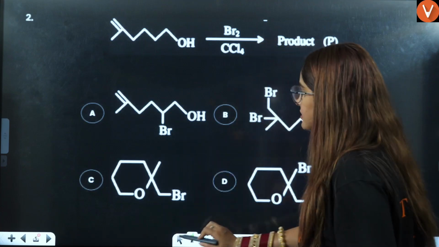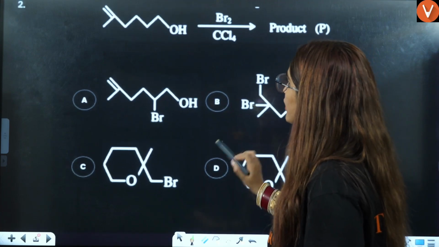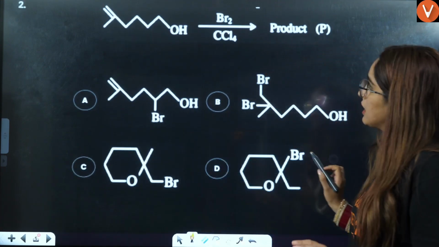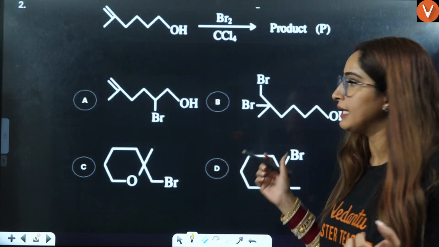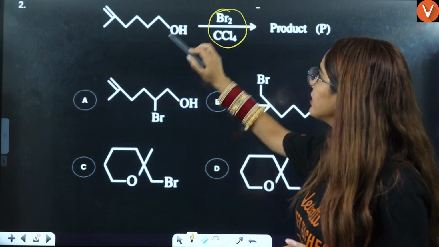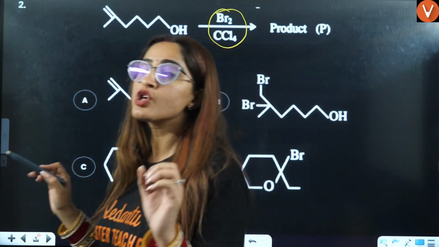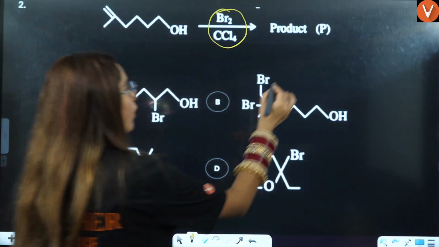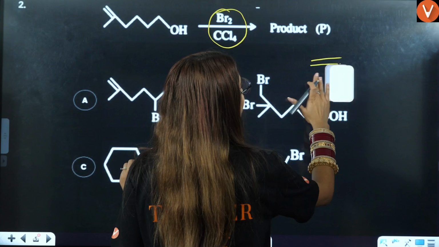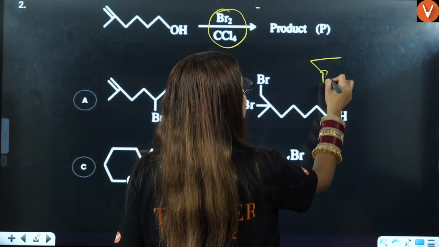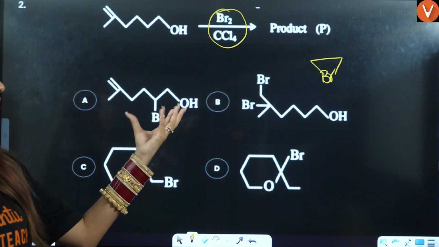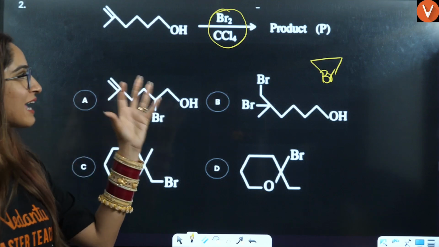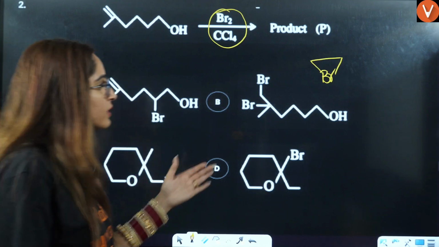Next question, question number 2. They have given us this question where you have an alkene that is getting reacted with Br2 in CCl4. So whenever you have a double bond that is getting reacted with Br2 in CCl4, there is always the formation of a cyclic bromonium ion, right? Basically a cyclic intermediate is formed here, right?